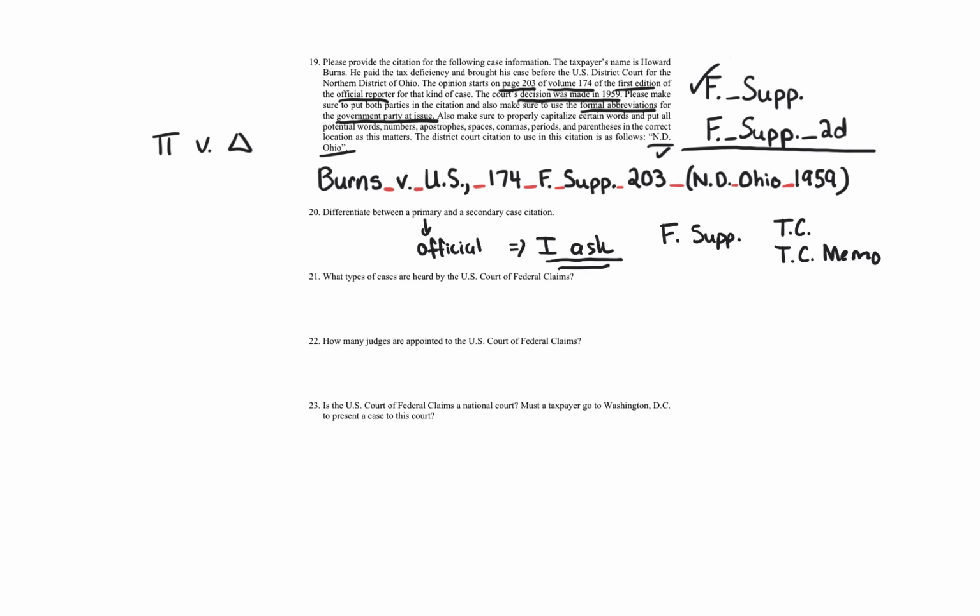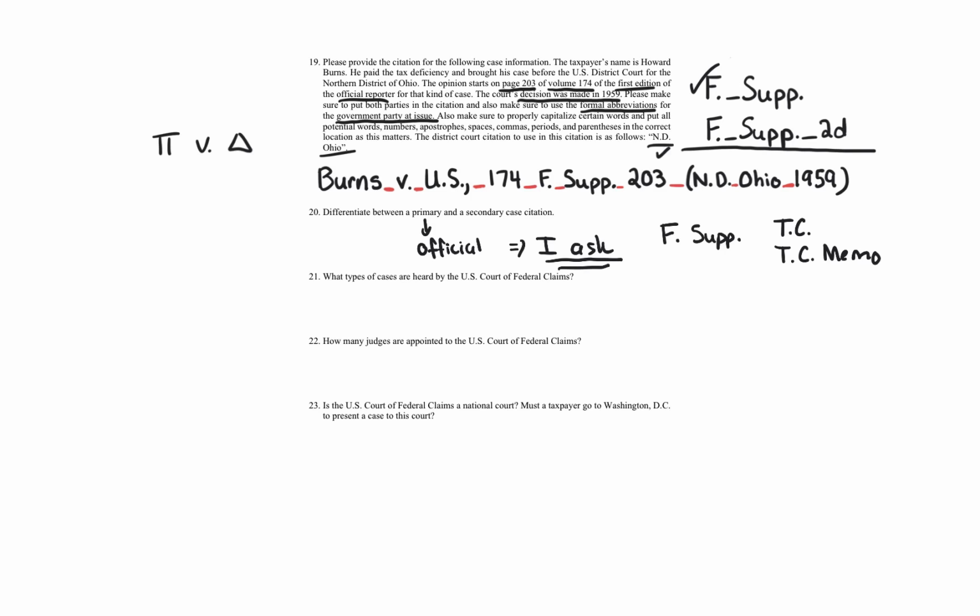But you do need to know that a secondary citation can be used. The idea is that you want to use the most official one unless it's not yet available, and then you want to use a secondary. So that's really what the idea is. So secondary is not the official, but it can be used at times, and you want to always strive to use the official. Let's continue on.